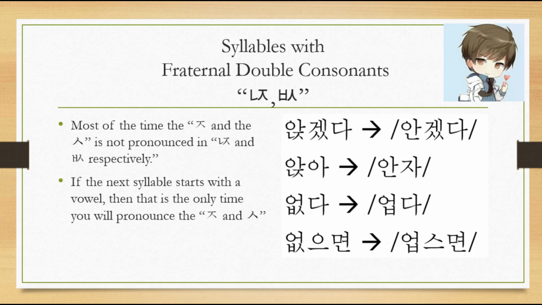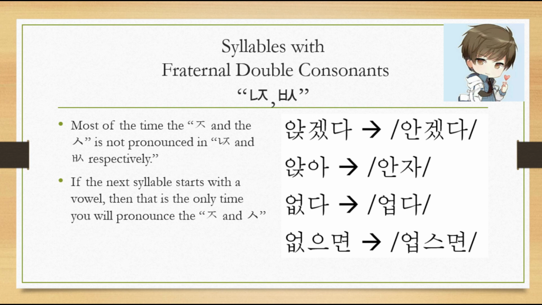Move tayo. Paano naman sa mga NJ and BS? Most of the time, yung J and yung S hindi naman pa-pronounce in NJ and BS respectively. So, di katulad kanina, yung final consonant yung babasahin mo. Dito naman, ito silent. Kaso, pag yung next syllable mo starts with a vowel, then that's the only time you will pronounce the J and S. Alright, so first example, we have anggetda. You will pronounce it anggetda. You will not pronounce the J anymore kasi consonant ang kasunod dun sa second syllable. Yung initial consonant ng second syllable ay consonant.